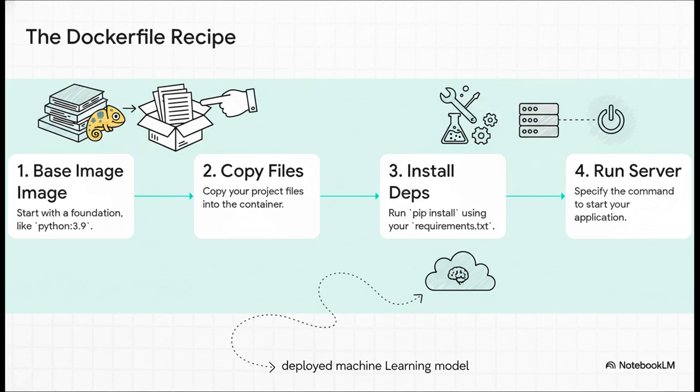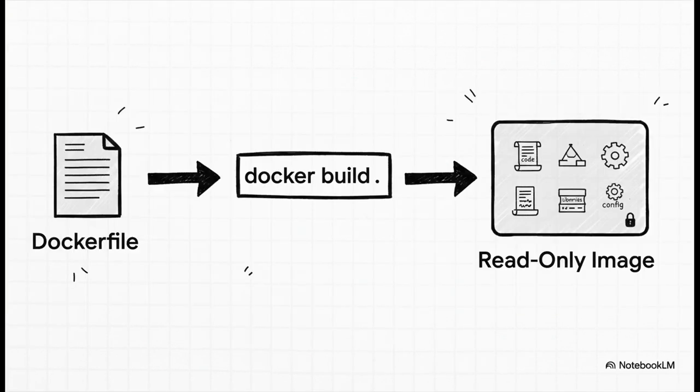You just tell it, hey, start with a Python 3.9 foundation, then copy my project files over, then install all my libraries from my requirements file, and finally, here's the command to start my application. It's that simple. Once you have that recipe, you run one single command in your terminal, docker build. This command reads your Dockerfile, follows all the steps, and packages everything up into a read-only template. And that template is called an image.